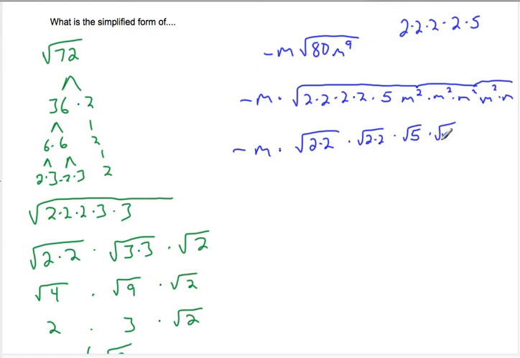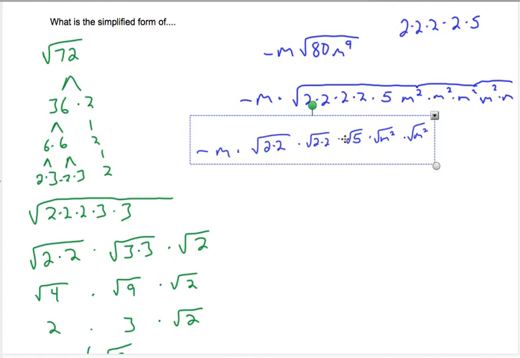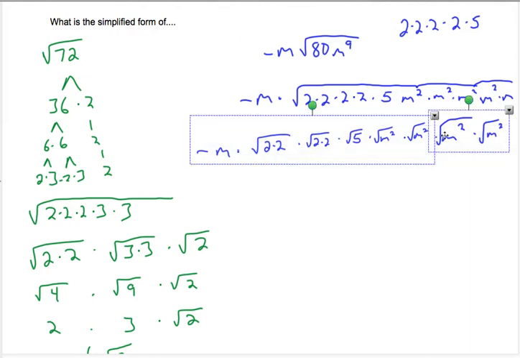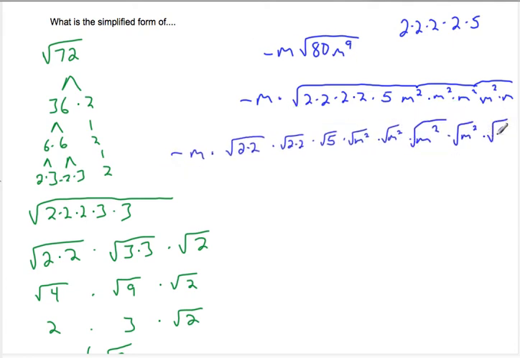Then we have the square root of m squared times square root of m squared. I'm running out of room. Let me shrink that down. There we go. That'll give us some more room. Times the square root of m squared times the square root of m squared, and then times, we have the square root of m. Apparently I didn't shrink it quite enough here. Let's do that. Okay. Times square root of m.